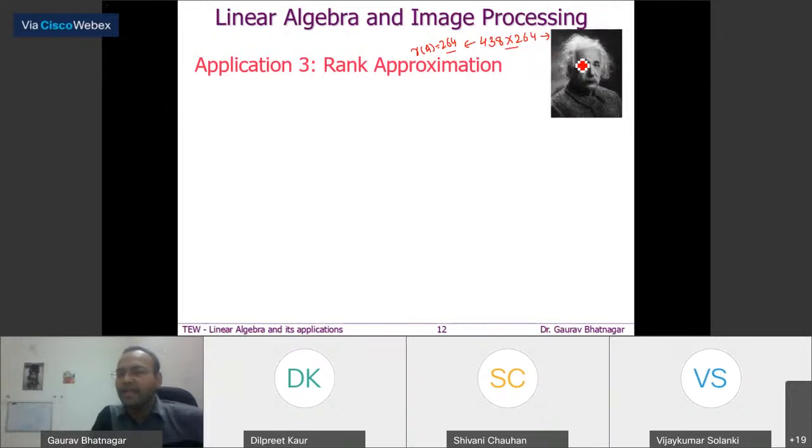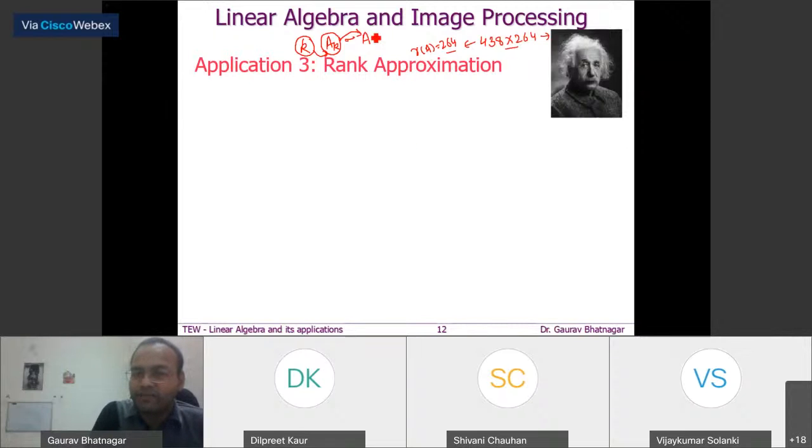Now the idea is, can I get a value k such that a new matrix A_k is very close to the given matrix A? The objective of the rank approximation is to construct A_k which is approximately the same as the given matrix. This problem is called the rank approximation problem, because this k is going to be the rank of the new matrix.